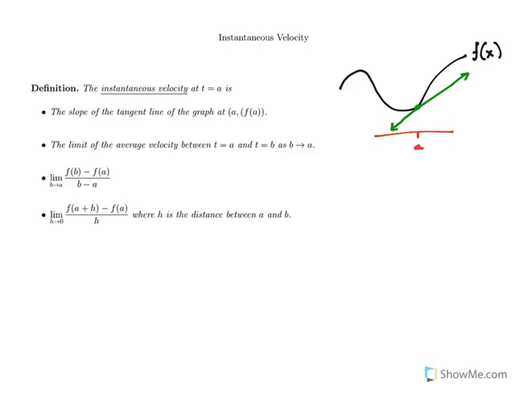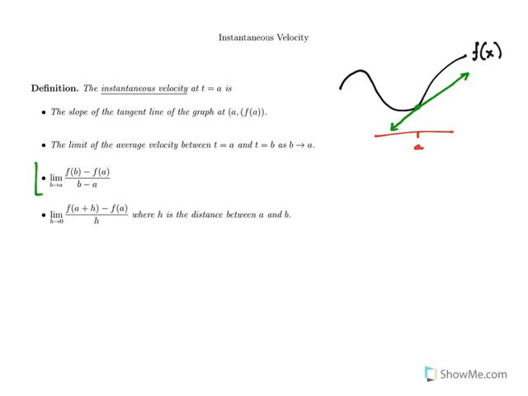Now the problem is that it's very difficult to just know exactly what the slope of the tangent line is. In fact, that's the entire point of chapter 2: the idea of the derivative is going to be the slope of the tangent line. We can also think about instantaneous velocity as the limit of the average velocity between t equals a and t equals b as b approaches a. This is what we did in the previous page: if you let b get closer and closer to a, and you look at the slope of those secant lines, then that gives you the instantaneous velocity.